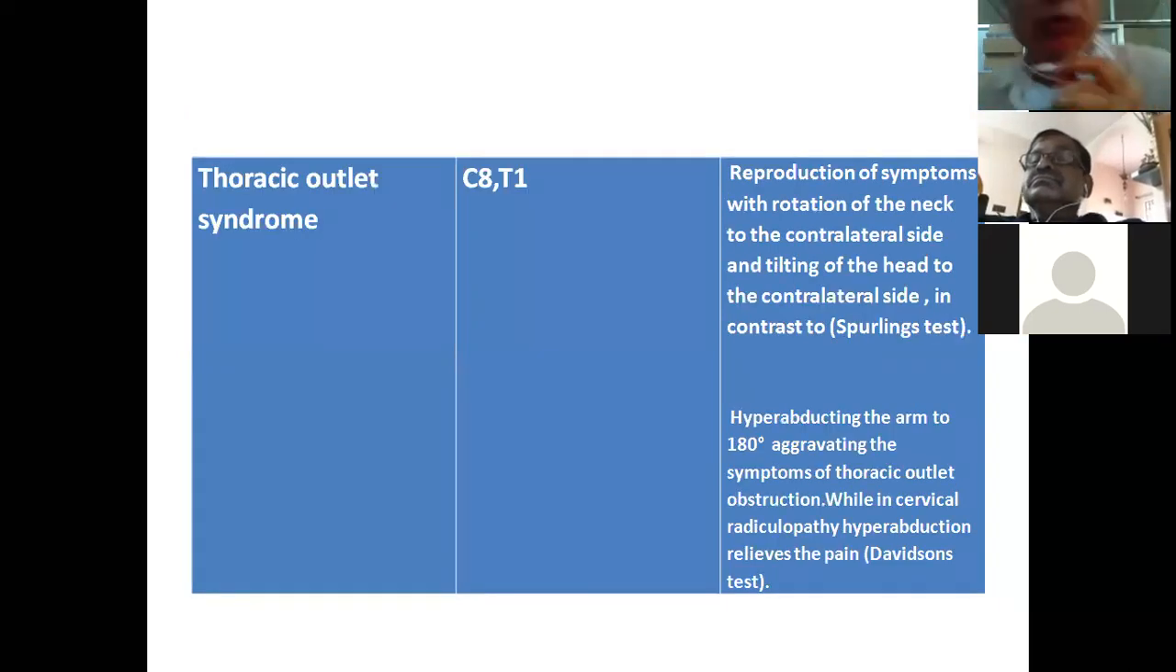Second is thoracic outlet syndrome. Thoracic outlet syndrome can also have scapular neck pain with radiating pain. Usually, just by doing the Spurling sign and Davidson sign, that is the hyperabduction sign, we can rule out thoracic outlet syndrome.